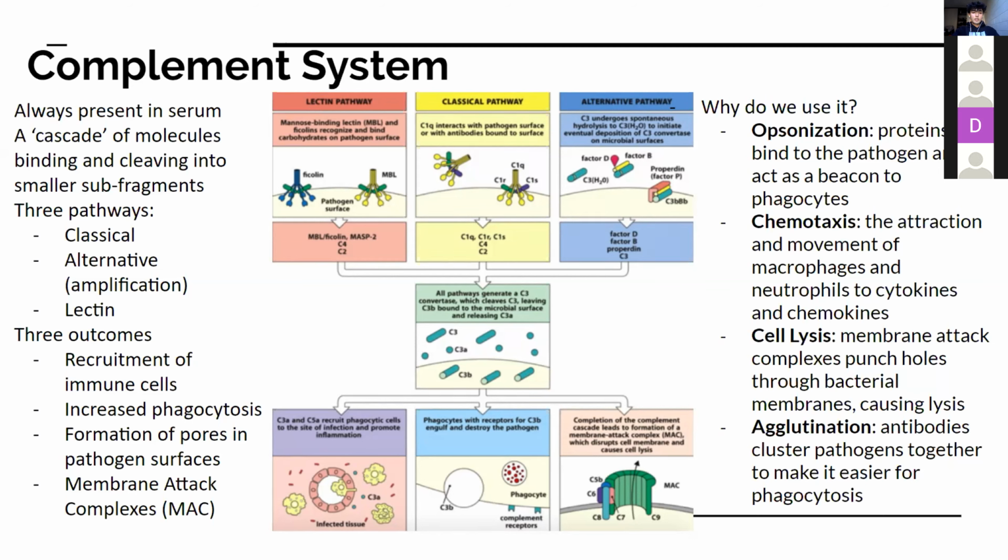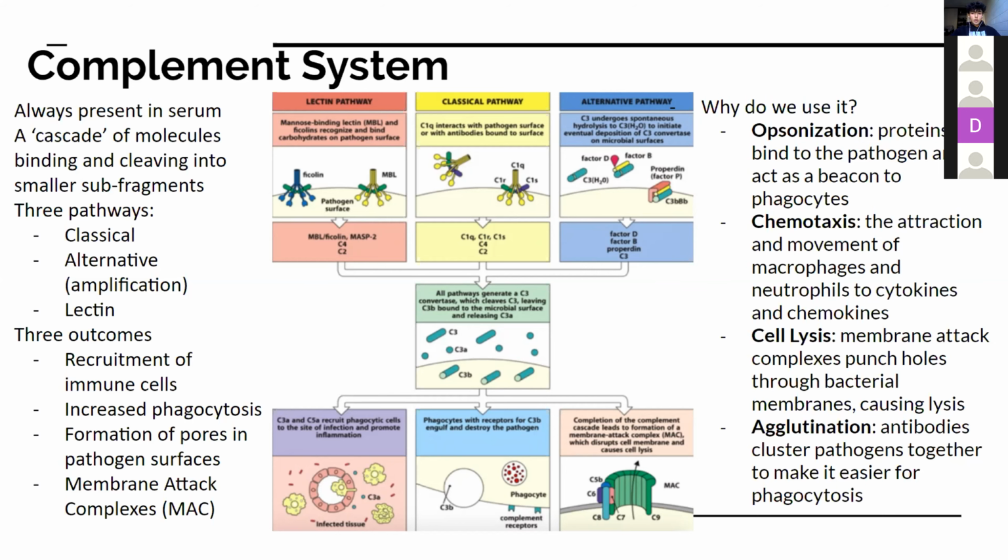So you've got your three pathways: the lectin, classical, and alternative. And that ends up with three outcomes: recruiting more immune cells, so that's inflammation, increasing phagocytosis, and then the formation of pores in the pathogen surfaces. So that's the formation of membrane attack complexes, as you can see in the bottom right there.